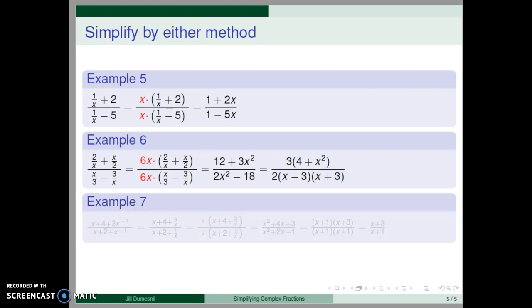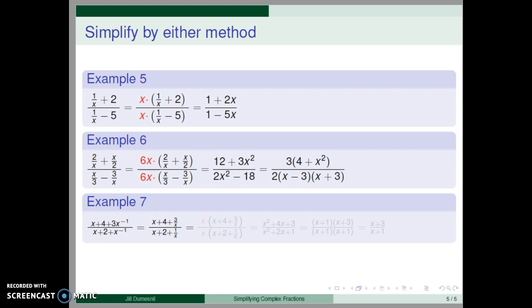Let's consider one final example. At first glance, it appears this may not be a complex fraction. However, upon closer inspection, notice that we have negative exponents. Recall that negative exponents means reciprocation. In other words, x to the minus 1 power is 1 over x. Notice also that the negative 1 exponent in the numerator applies only to the factor of x and not to the 3.